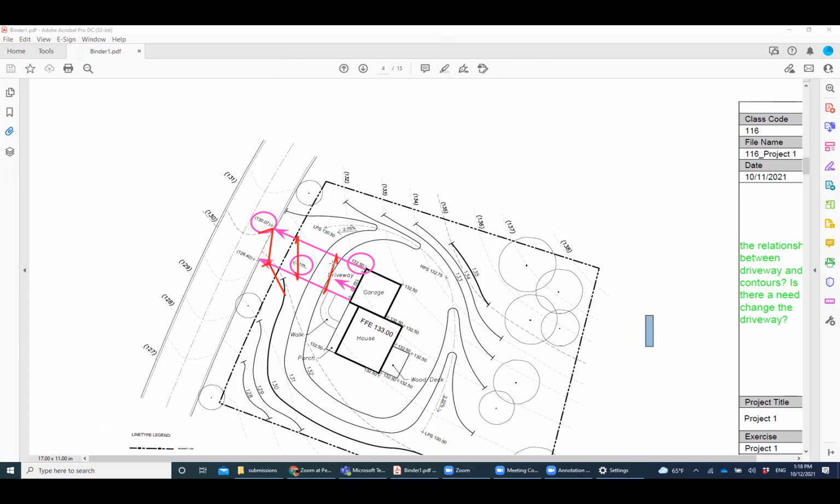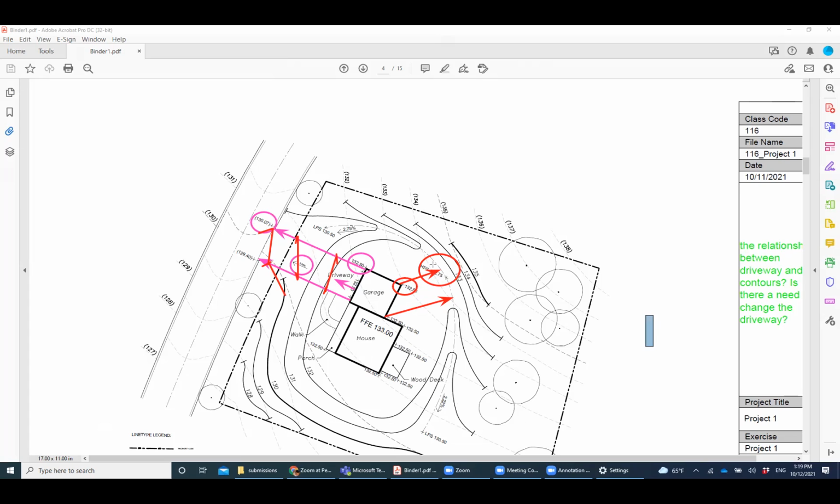Let's take a look at other things. Your HPS is actually high, right? Based on that, you may want to change your garage FFE because this cannot be higher than that. The relationship is the other way. That needs to drain to your swale, so your corner needs to be higher than that. If you want to keep your HPS, you have to elevate your corner of the garage and your house and recalculate the driveway.